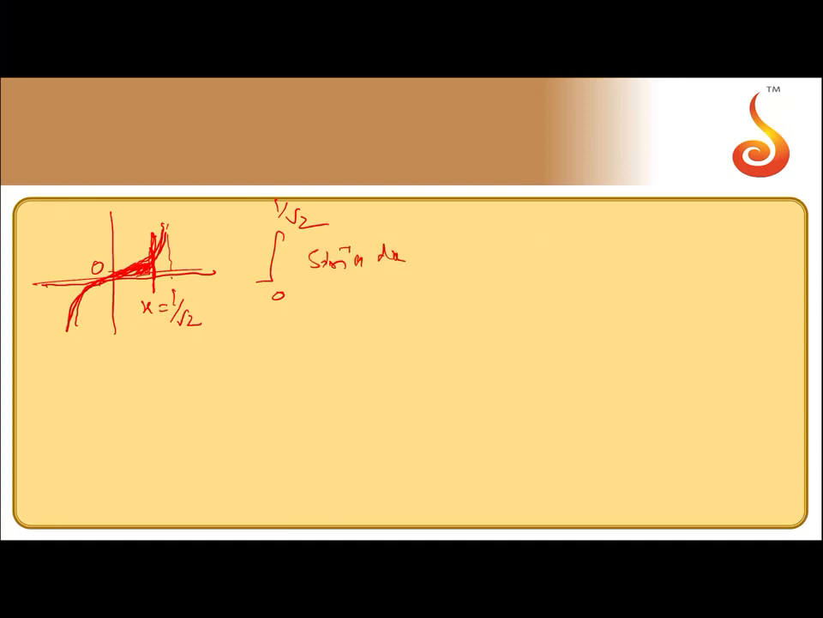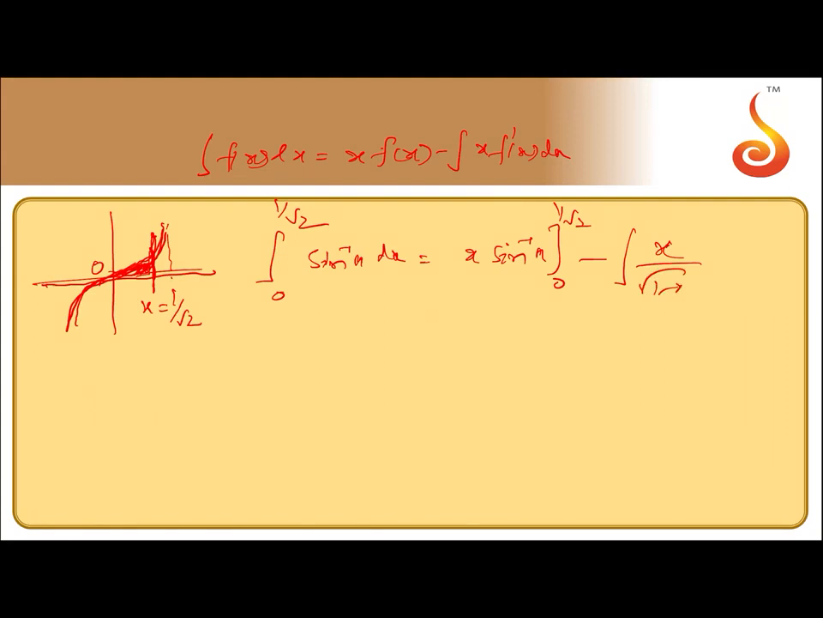We know by the basics of fundamental integration, the integral of f of x dx can be written as x f of x minus the integral of x into f dash of x dx. By parts concept, it is nothing but x sine inverse x with limits from 0 to 1 by root 2, minus the integral of x times the derivative, which is 1 by root of 1 minus x square, dx, limits from 0 to 1 by root 2.